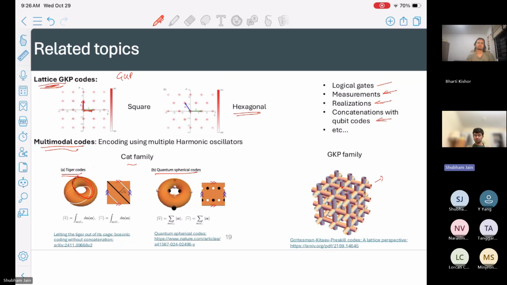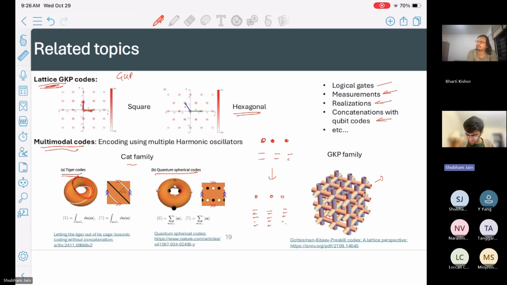So maybe let me just give a little bit of an idea of this. I think Kishore talked about the repetition code where you have 3 qubits, which are each two-level systems. But what you can also do is you can have these 3 systems, but then all of them could be these simple harmonic oscillators.